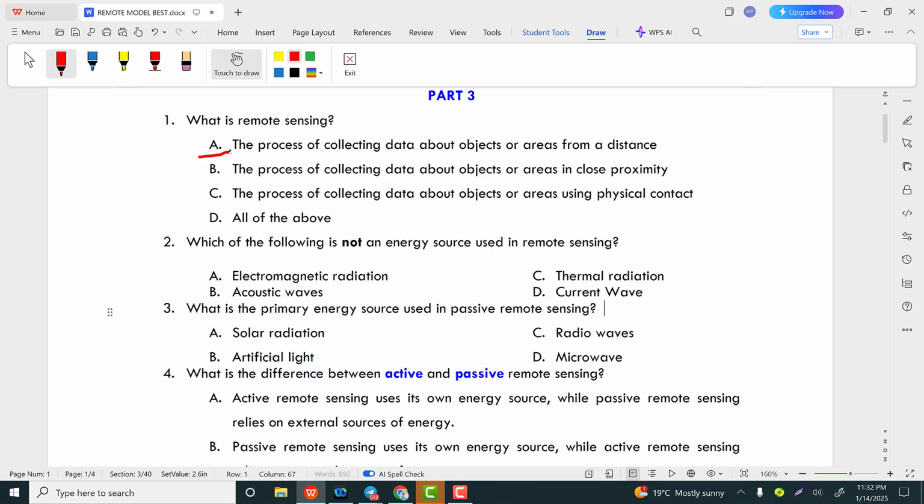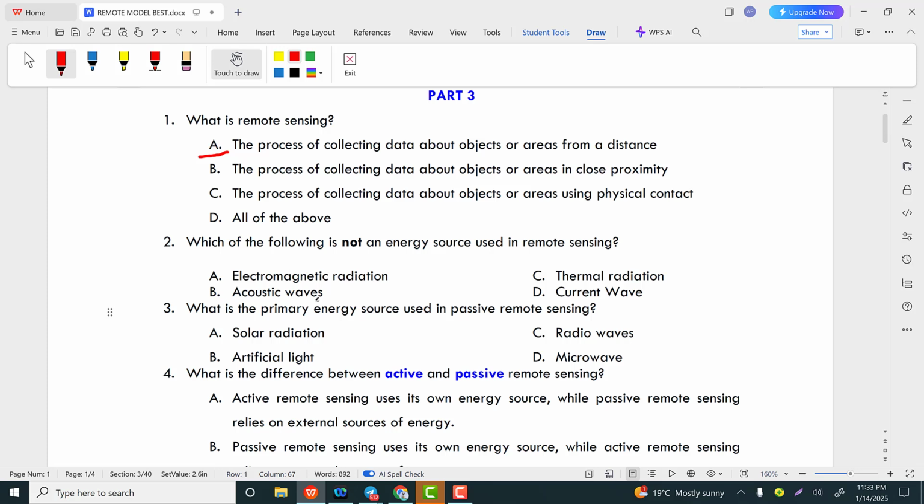As you know, remote sensing uses two types of energy, and we have two types of sensor. The active sensor has its own source of energy, and the passive sensor does not have its own energy and is highly dependent on external sources. So, from the available options, which is not energy source that is mainly used in remote sensing? Electromagnetic radiation is 100% useful energy source for remote sensing because all passive sensors are highly dependent on the incoming radiation from the sun. So A is correct.